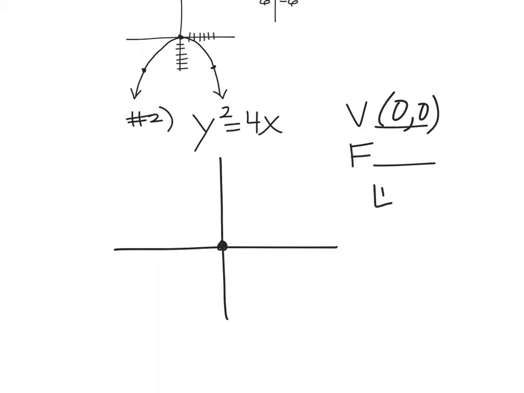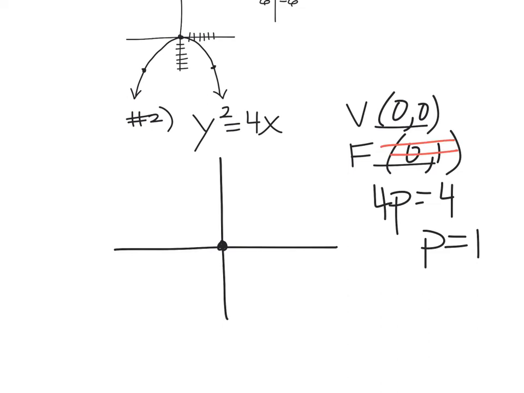Well, 4p equals 4. Yeah, so p would be 1. So the focus would be 0, 1, because this parabola, no, that's wrong. Does anyone know that's wrong? Yes? Okay, good. Yes, the focus would be 1, 0. Good, I'm glad I caught myself. And so that would be the focus. Now, we're just so used to doing this. We're not going to do that, though.